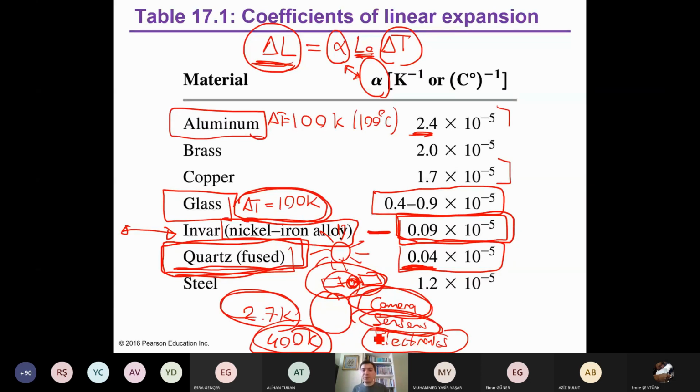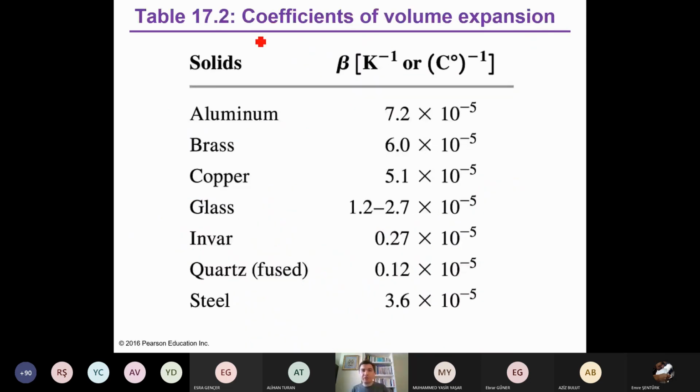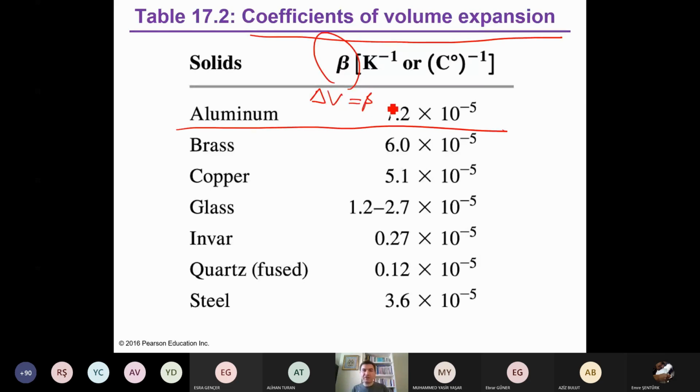So it is very important to use low linear expansion coefficient material in this type of applications, okay? I will not go into detail, but for real life, this information is very important. And here we have, again, coefficients of volume expansion. Again, here you see beta value of, this was volume expansion, beta, initial volume, and change in the temperature, okay? So if you have low beta, then you will have low thermal expansion in the volume.